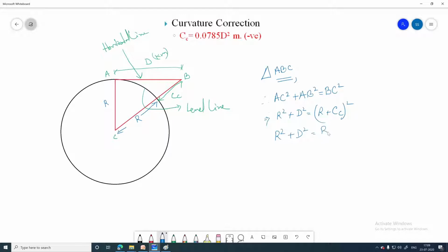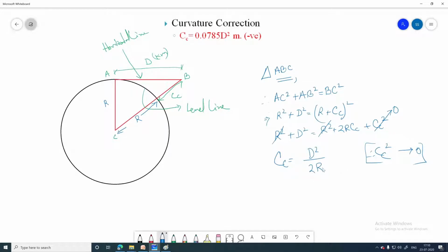D square is equal to R square plus 2R CC plus CC square. Now CC square tends to 0 because CC is very small, so its square is also very small. So we are neglecting that value. And R square is deducted from both sides, so ultimately, what will be the value of CC? That is D square by 2R, right?